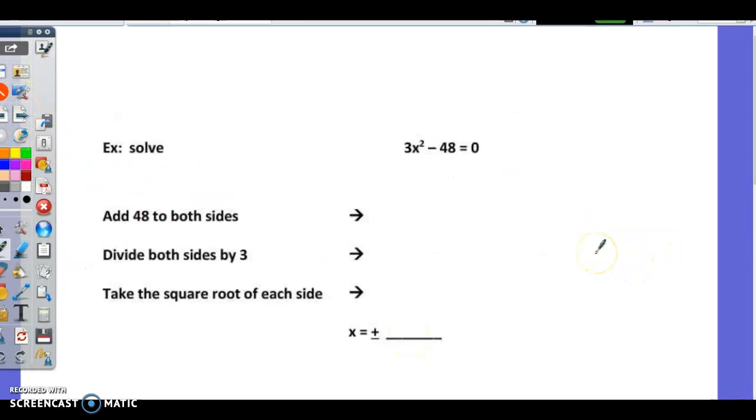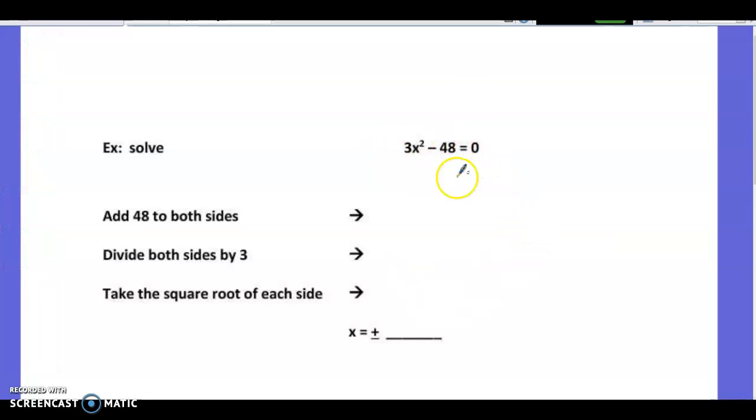Okay, so now here's another example. Now we have what looks more like the problem that I did to start off this lesson. So we need to now isolate x squared by itself. Well, what's our first step? We have to undo this. So we're going to add 48 to both sides. So this gives us 3x squared equals 48. All right, then we have to keep undoing it. So we're going to divide by 3.